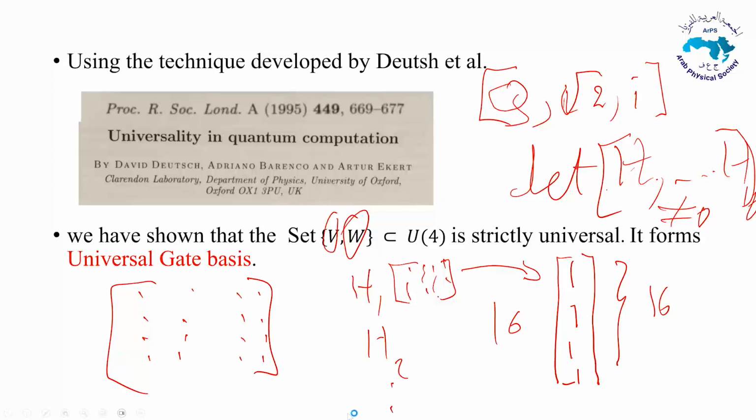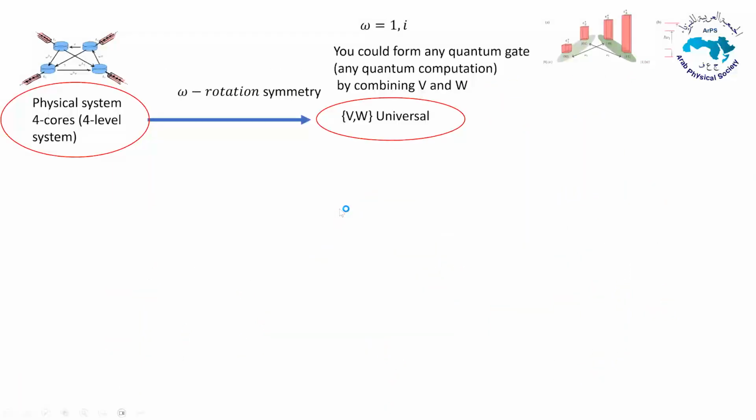What is the conclusion? The conclusion is that this general set is universal. That means we can build anything. We could form any quantum gate, any quantum computation, with the combination of V and W. We call that V and W is universal. Okay, nice. Until now, we are in a perfect system. We didn't see the errors. The two other sets are similar: you will build this one, and the other is similar.